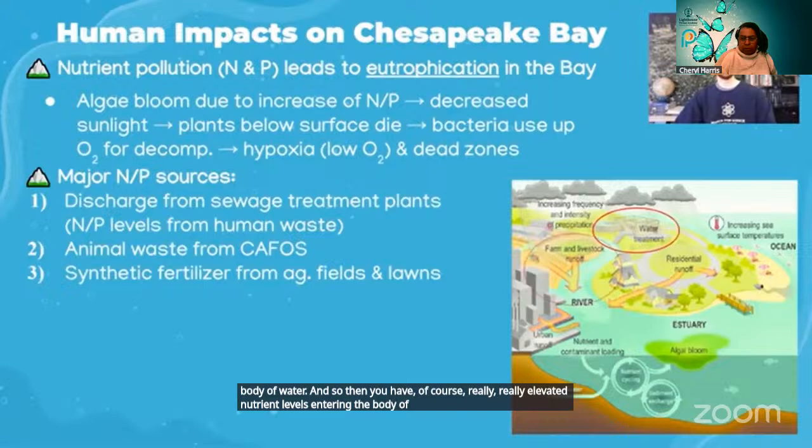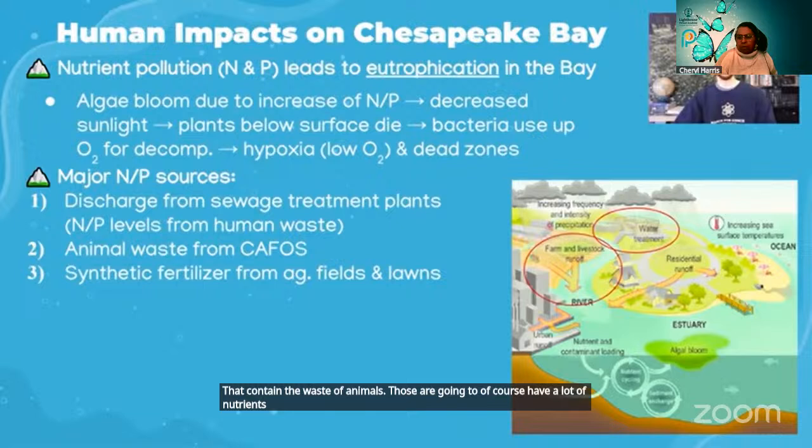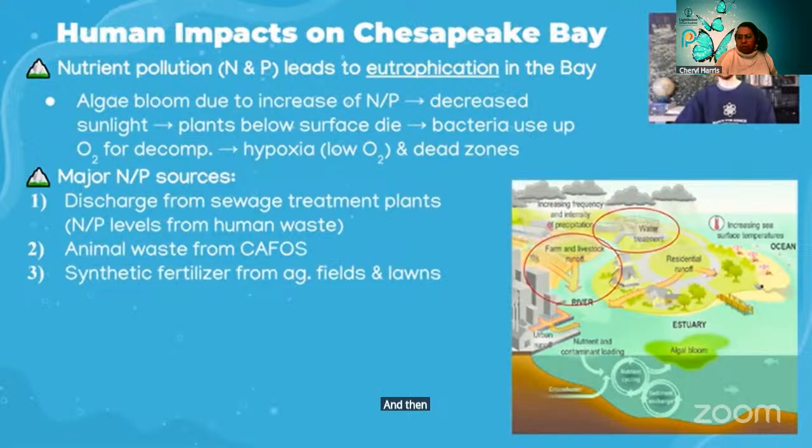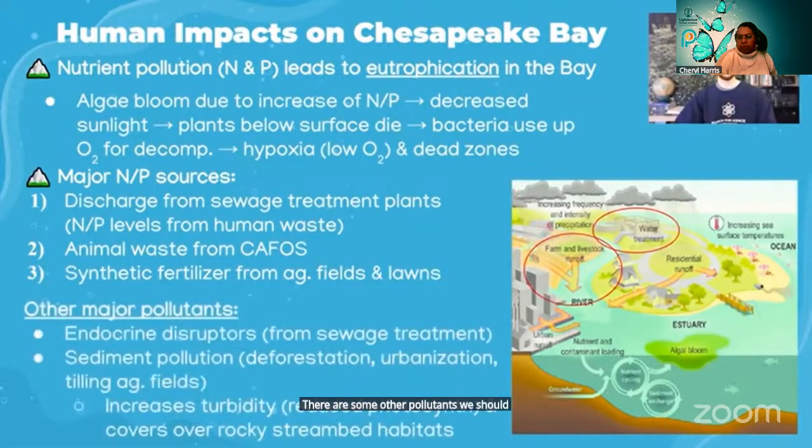Agriculture is going to be another source here. So we can see that the runoff from CAFOs, so all of the manure lagoons that contain the waste of animals, those are going to, of course, have a lot of nutrients in them, both nitrogen and phosphorus. And then we can also just get the synthetic nitrate fertilizers running off of agricultural fields. And so between wastewater treatment and agriculture, those are going to be two of the main drivers of nutrients entering bodies of water. There are some other pollutants we should consider, and those would be endocrine disruptors.